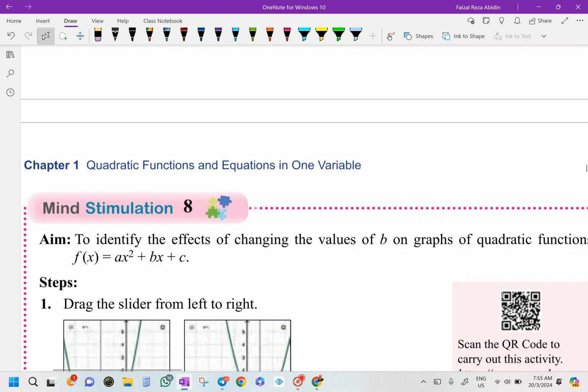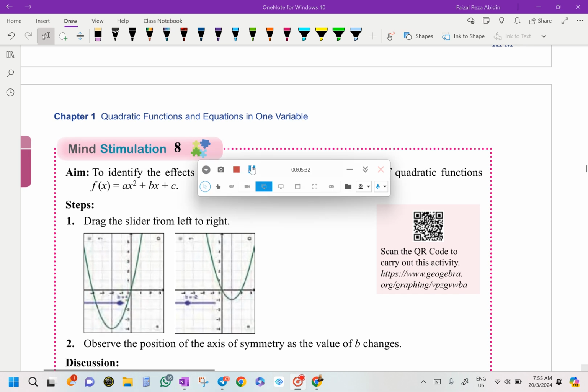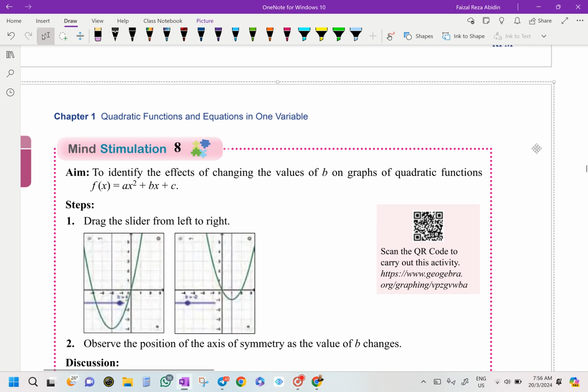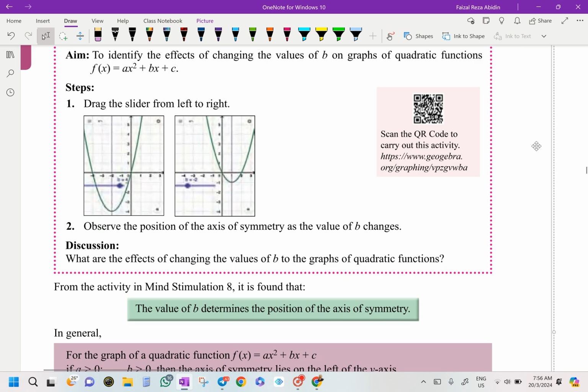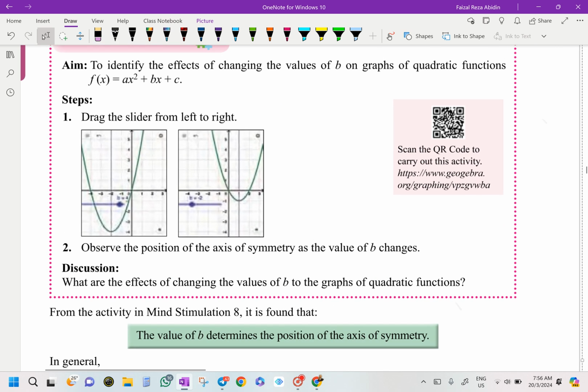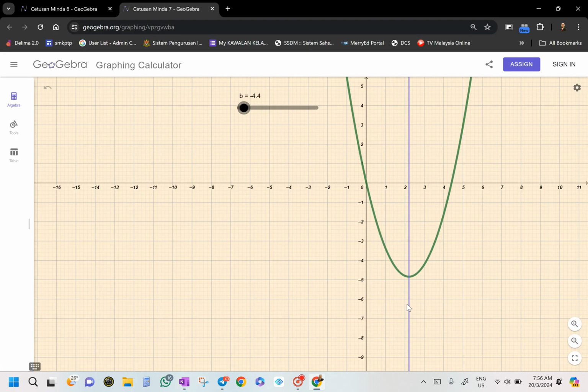Okay, now. Ada lagi. Sabar jap. So next, we are going to look at our B. Dia kata apa dekat sini? The value of B determine the position of the axis of symmetry. Kalau kita lihat balik, yang saya dah scan dekat sini, there. Okay, this one what happened? Only for B. Maksudnya apa yang tak berubah?